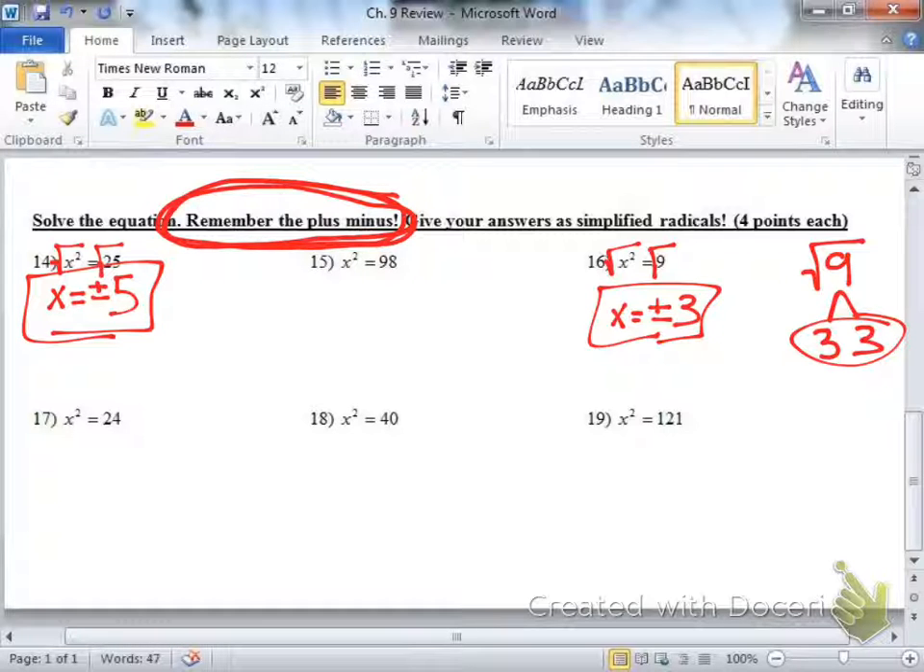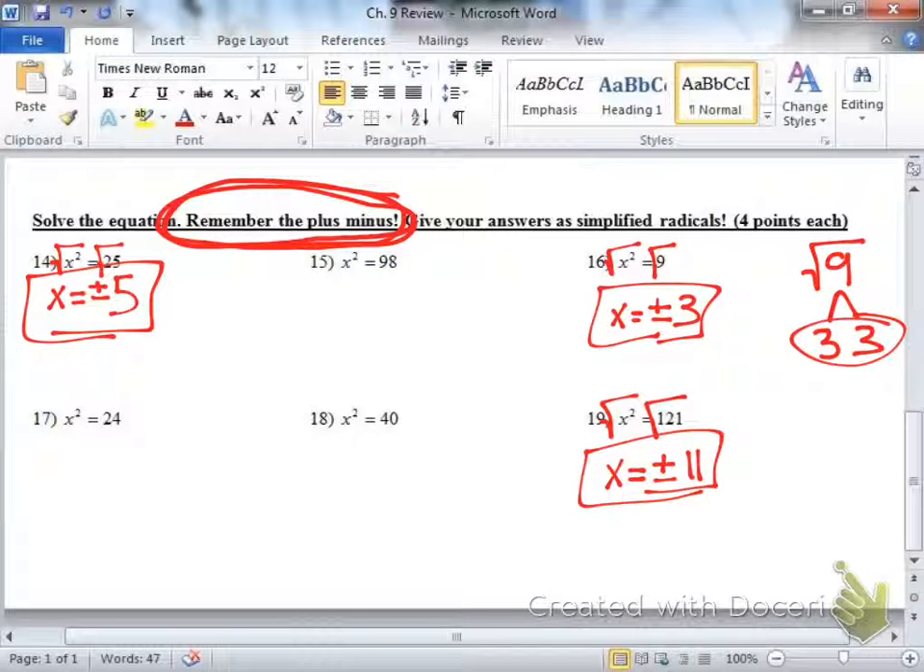Okay? Same thing for number 19. This is a perfect square. So we take the square root of both sides. We get x equals. Sneak your plus minus in there. This one is 11.